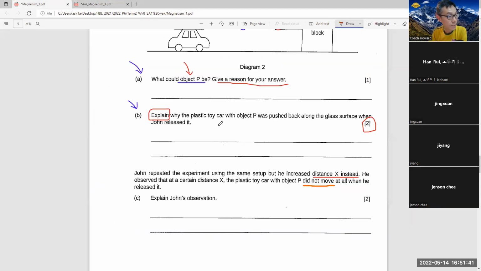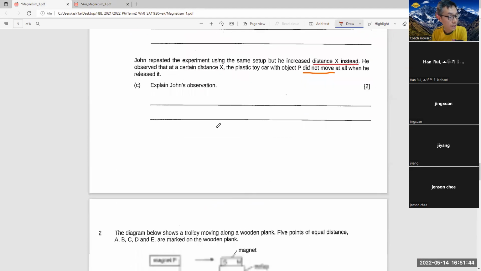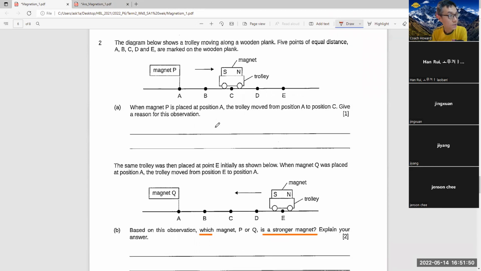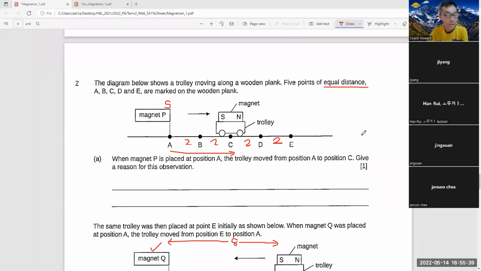Okay, so we have done that, and then let's continue with question 2 here. I'll pause for a while. Question 2 is very similar to question 1, testing the force of repulsion. They say when magnet P is placed at position A, the trolley moves from position A to C. They are at equal distance. For simplicity, I teach students to annotate this like 2 centimeters apart. So effectively, this trolley is being repelled at a distance of 4 centimeters.